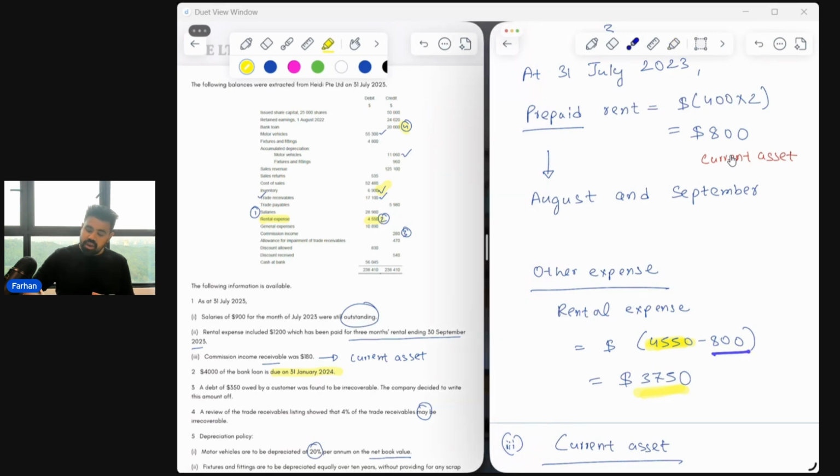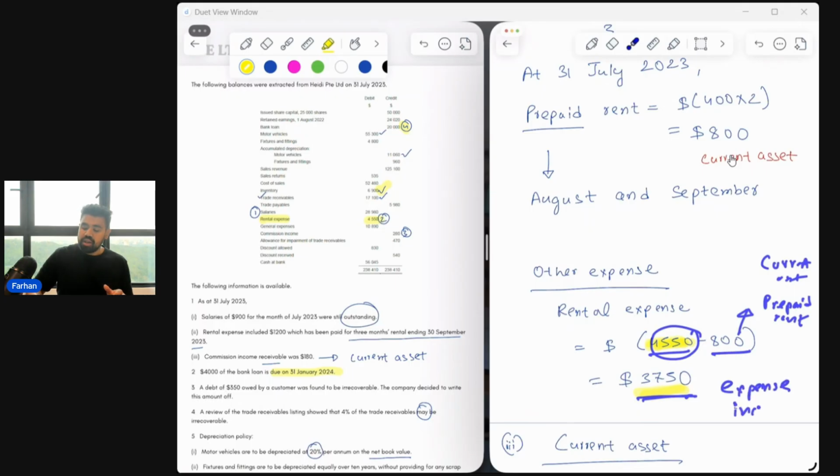Okay, so 800 are referring to the 2 months ahead, which is a prepaid rent to be shown as a current asset. All right, and the 4,550 is being reduced by 800 to give us 3,750, which is an expense that we have incurred for the 12 months ending 31 July 2023. So this is excluding the $800 for the future 2 months, right?